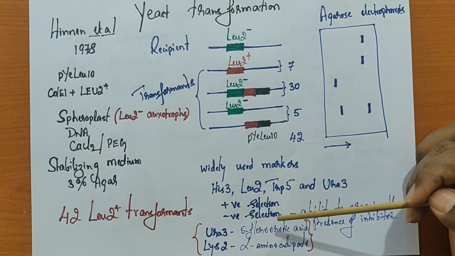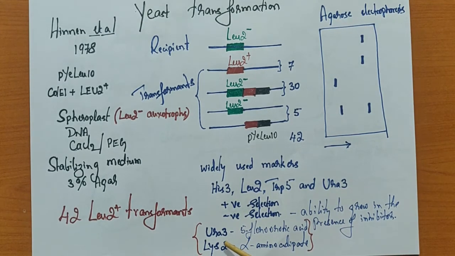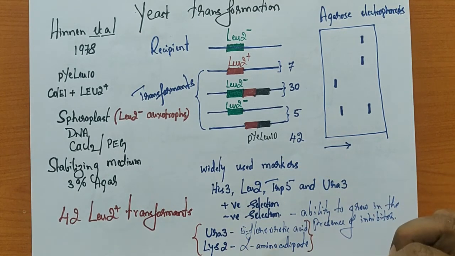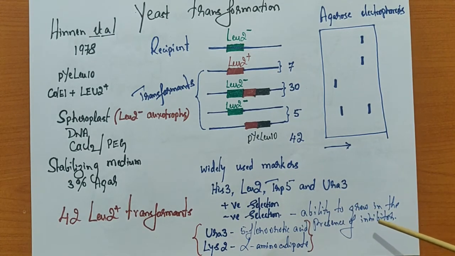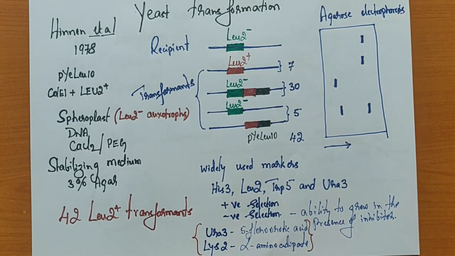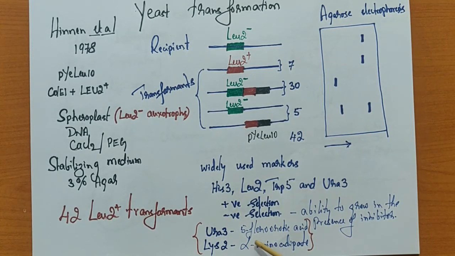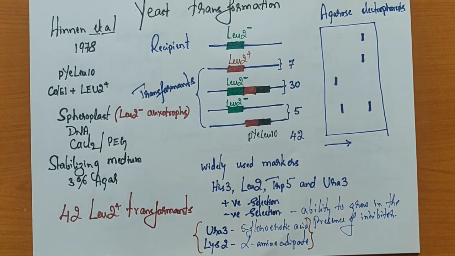a negative selection. Among the genes, URA3 can be used both for a positive selection as well as a negative selection. URA3 and LYS2 can be grown in the presence of specific inhibitors also, what we call a negative selection. In the case of URA3, the inhibitor we are going to use is 5-fluoroorotic acid, whereas in the case of LYS2, it is alpha-aminoadipate.